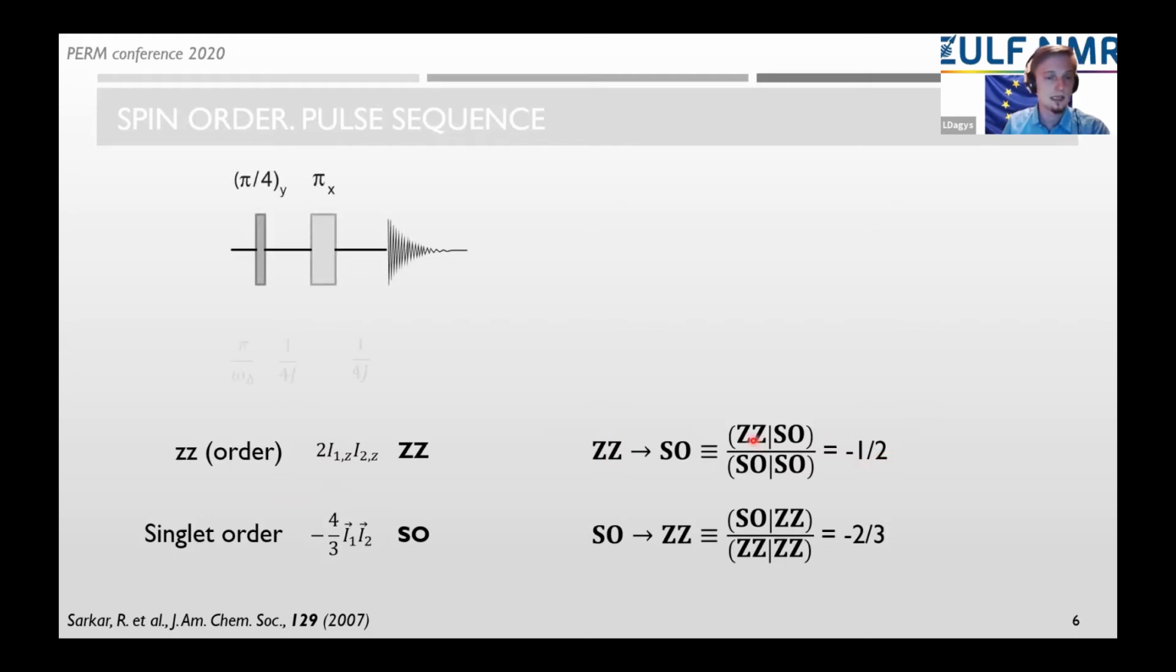We used a sequence that was published in Sarkar's paper, which in principle uses the chemical shift difference and some J-coupling to transform either of these spin orders into magnetization.